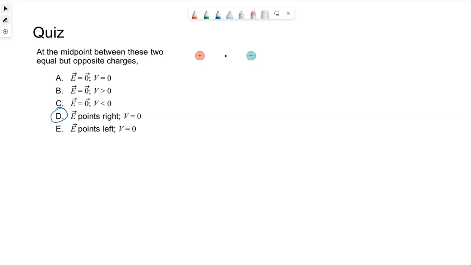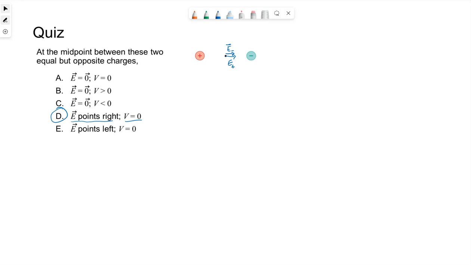Correct answer here is D. So electric field being a vector, we know the positive charge is going to create an electric field to the right, away from the positive charge. The negative charge is also going to create an electric field to the right because its electric fields point towards it. So when we add those together, the overall electric field points to the right, which of course rules out every other option. Let's explain V equals 0 though.